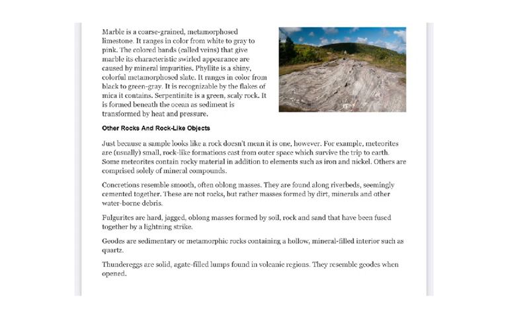Phyllite is a shiny, colorful, metamorphosed slate. It ranges in color from black to green-gray. It is recognizable by the flakes of mica it contains. Serpentinite is green, scaly rock. It is formed beneath the ocean as sediment is transformed by heat and pressure. So that was the three main types, and there's just a little final paragraph here to help sum it up.